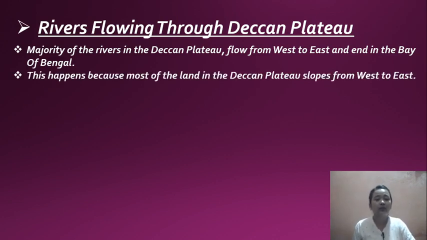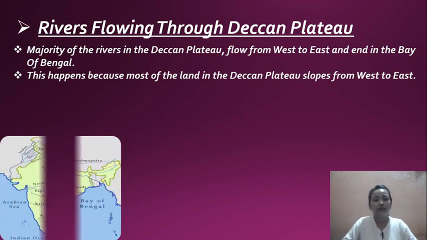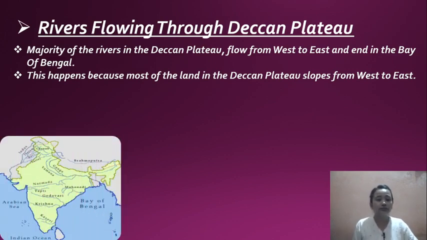It happens because most of the land in the Deccan Plateau is sloped from the west to the east. Why does it happen? Because the lands of the Deccan Plateau have a slope from west to east, as you can see in the image.